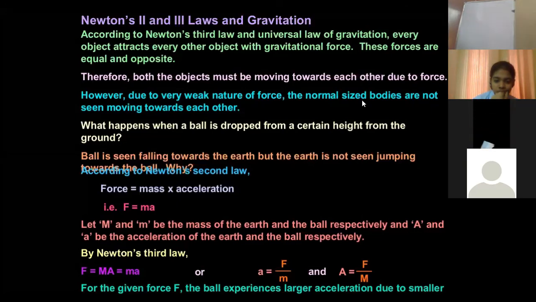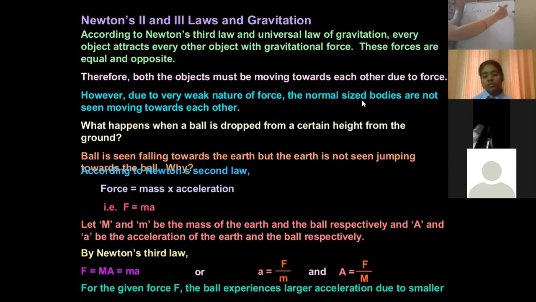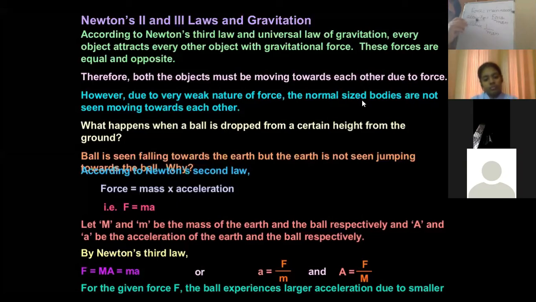According to Newton's second law of motion, force is equal to mass into acceleration. That's what the second law says. Now, what will the acceleration be? Acceleration is equal to force upon mass. So I can say that acceleration is inversely proportional to mass. Acceleration produced in a body is inversely proportional to the mass. That means if mass is less, then what will happen to the acceleration? Acceleration will be more, and if mass is more, then the acceleration will be less.